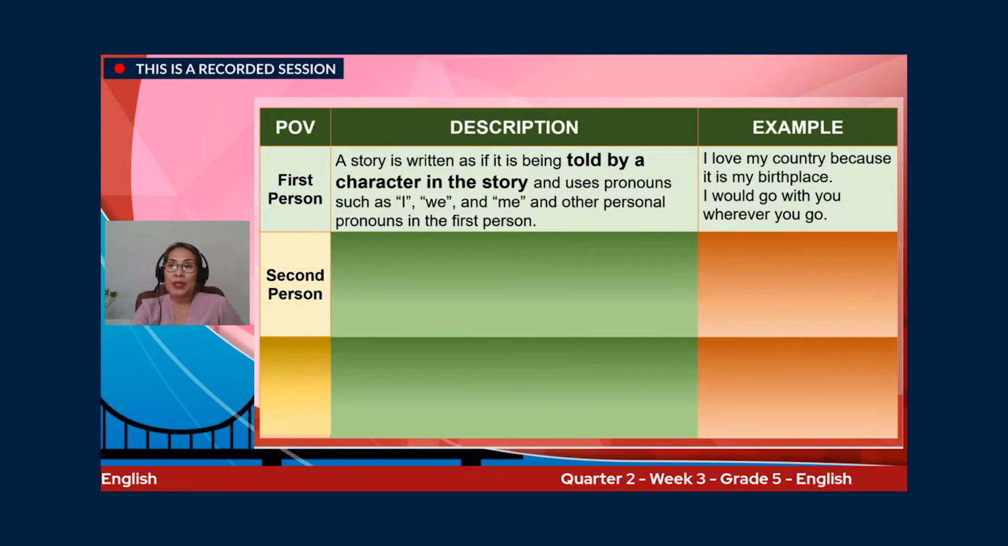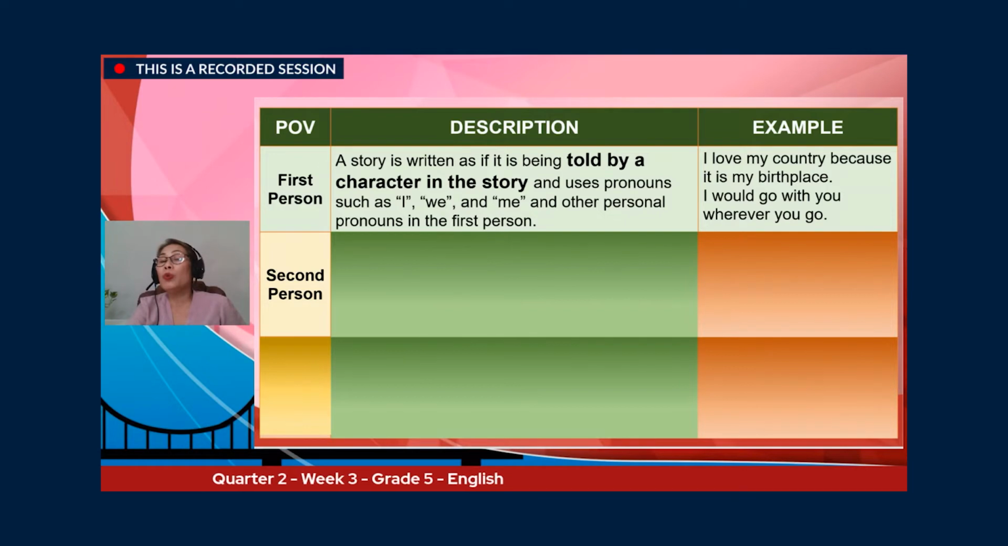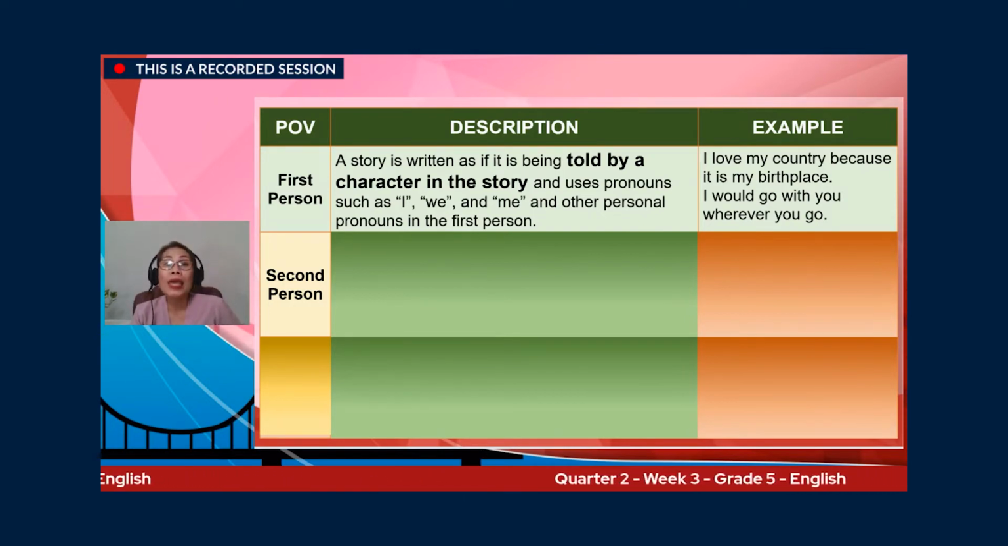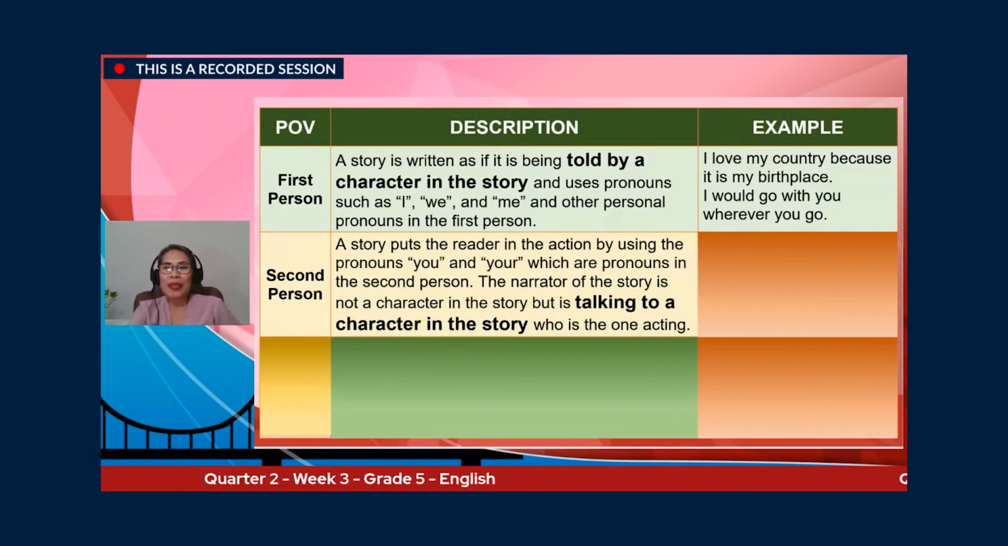Now for the second person, a story puts the reader in the action by using the pronouns you and your, which are pronouns in the second person. The narrator of the story is not a character in the story, but is talking to a character in the story who is the one acting. Okay, let's have examples. The best way to succeed is to follow the path to your dreams. Second example, you came at the right time.